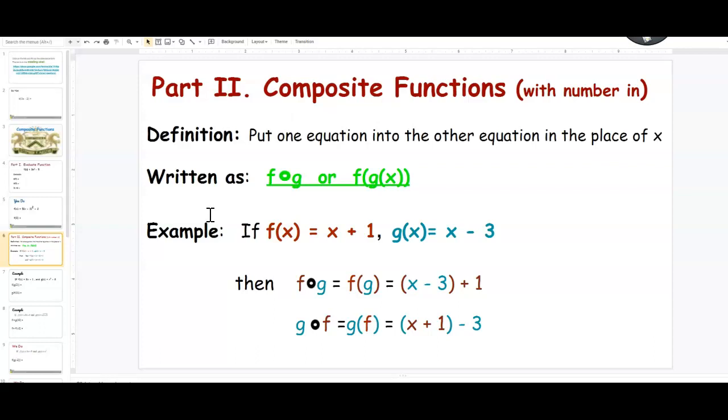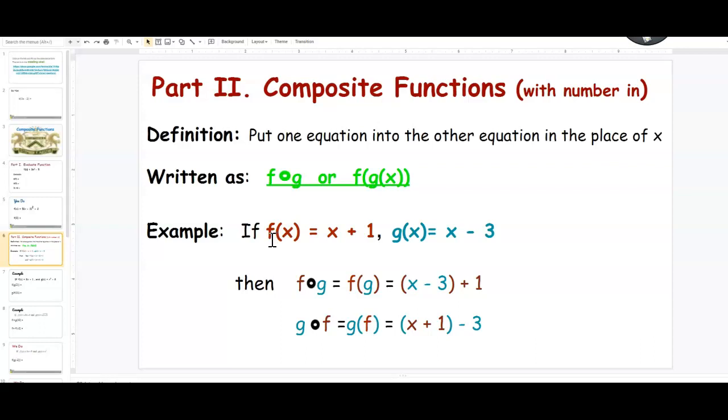How are you going to write it? Okay? So here you can write it this way, f open circle g. Here you have two equations, equation f and equation g, and you put them together. And to represent it, you use an open circle between them. Or you can write it this way, f parenthesis g parenthesis, with a number in it or x in it. So let's look at an example.